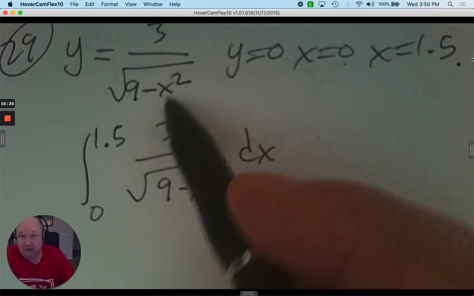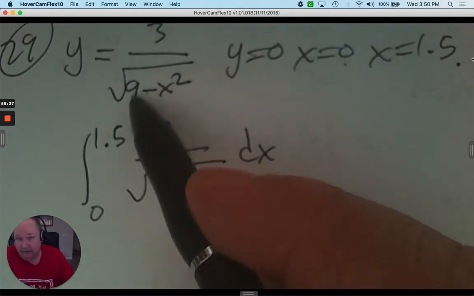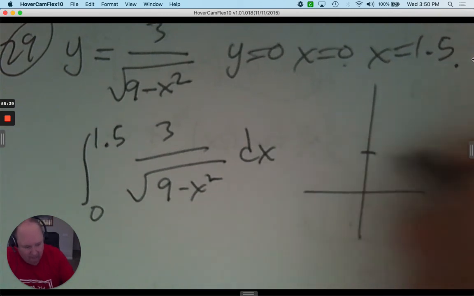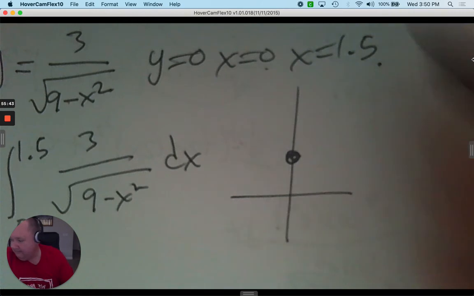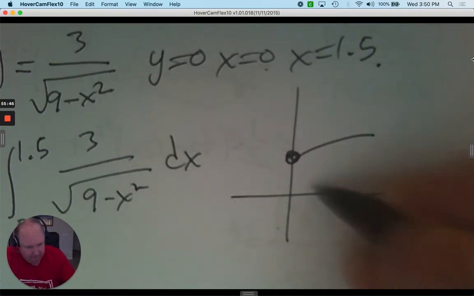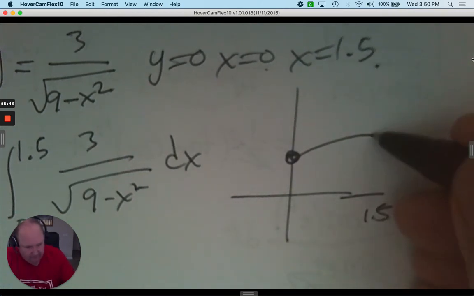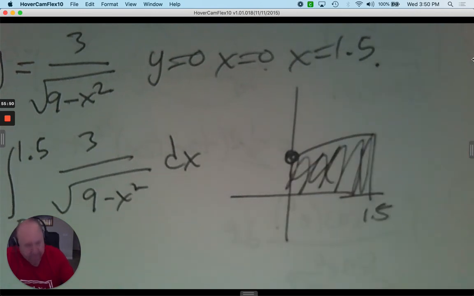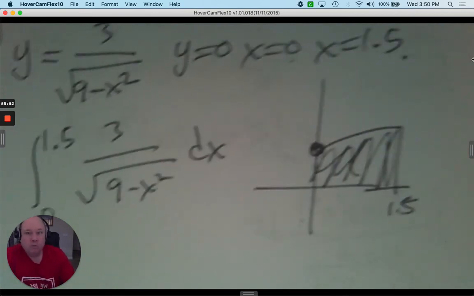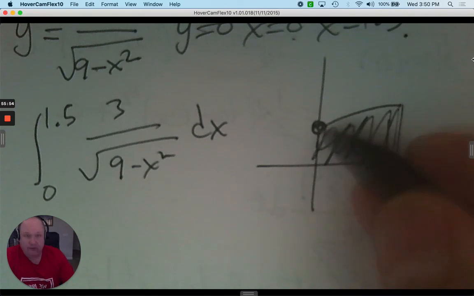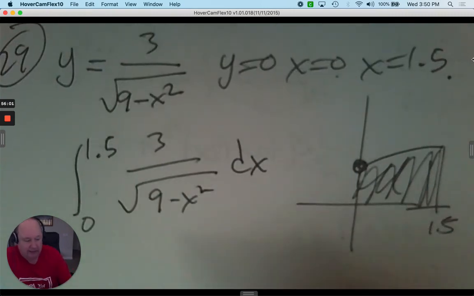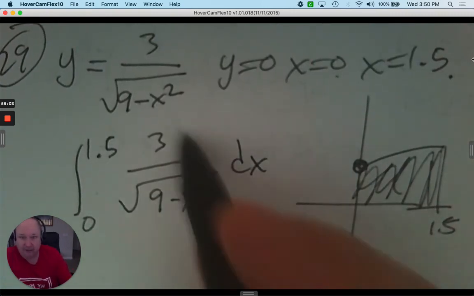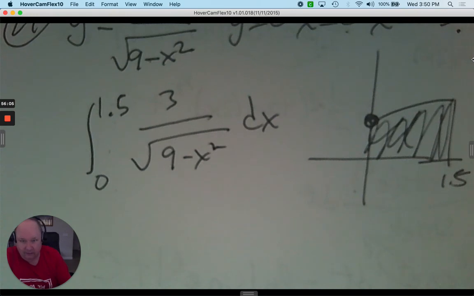Like if I start here, plug in 0, the square root of 9 is 3. So it starts at 1, and then it increases from there, right? If I was going to sketch it, this is what it would look like. But basically it's top, subtract bottom. The bottom is 0, so subtract 0 doesn't do anything. So your bounds are 0 to 1.5, and you integrate to find the area under the curve.